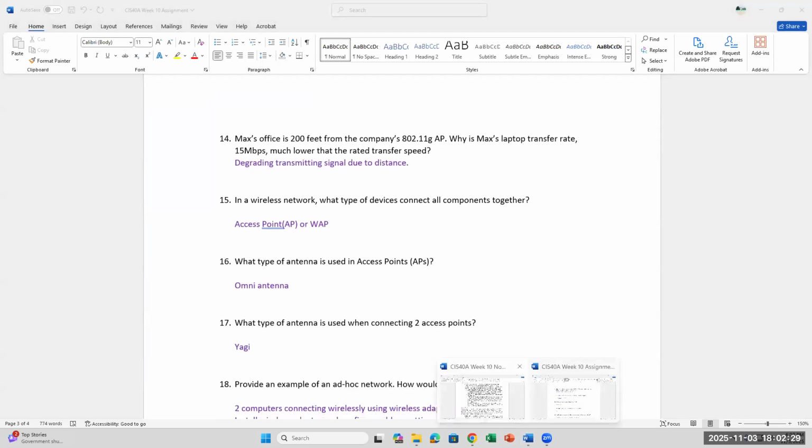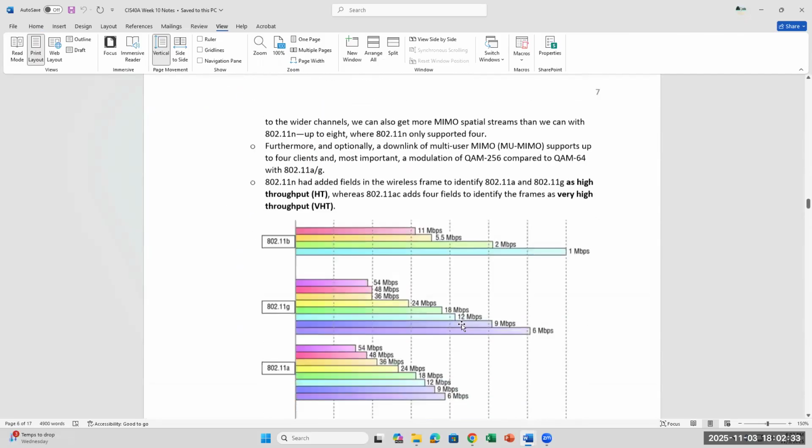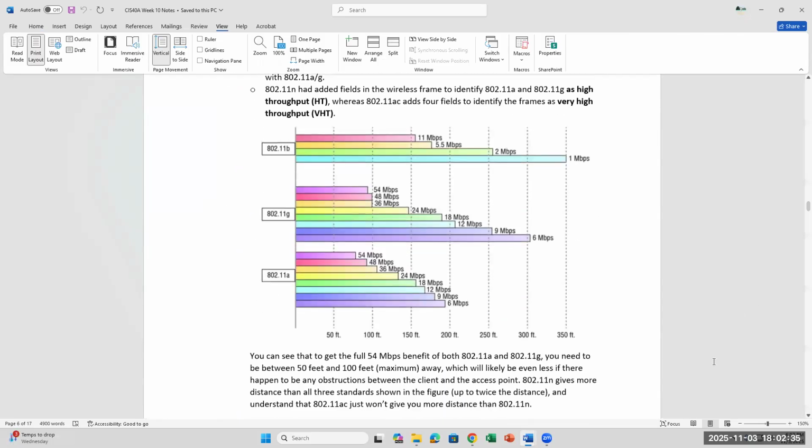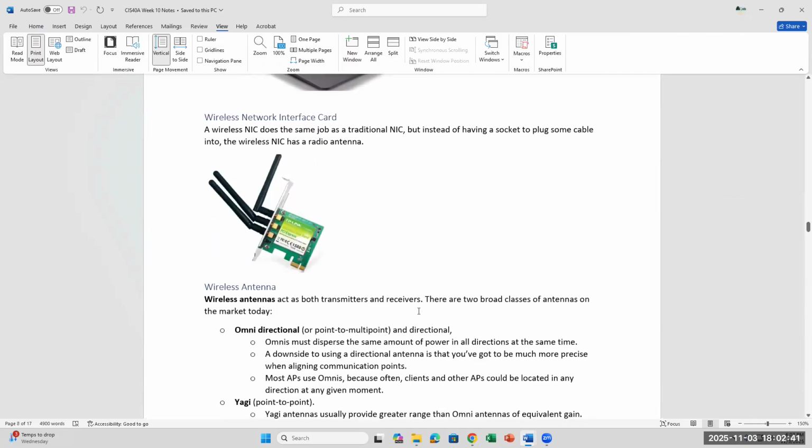So how can I find this information? After all the standards, I give you some pictures so you can see the frequency and the band, and it talks about devices. So if you install a wireless adapter, it would look like this in your PC, right? This goes into a bus. It's a slot on your motherboard.